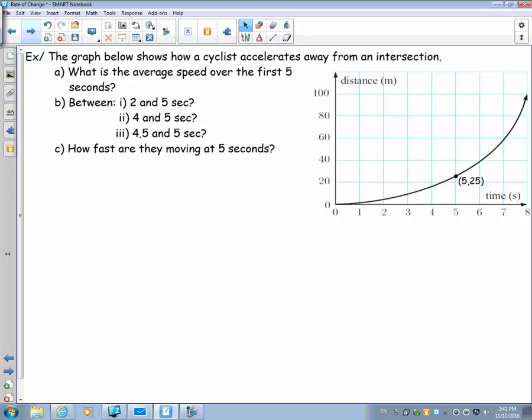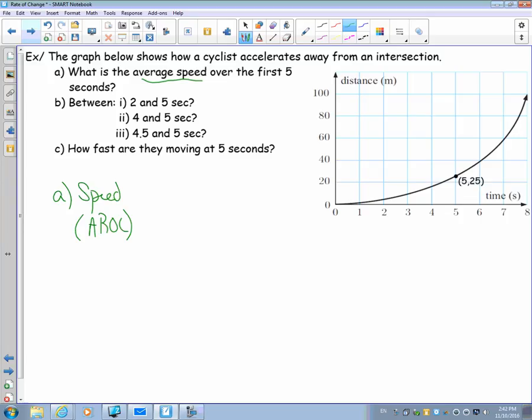So let's look at an example. We've got a cyclist leaving an intersection. They're cycling away. So at the beginning, they're dead stopped, right? Over time, they're going to pick up speed. The graph is going to start curving up like it does. They're getting faster and faster and faster. We want to figure out a couple things about this graph. We want to know the average rate of, the average speed over the first 5 seconds. So our speed, because it's over the first 5, is actually an AROC, an average rate, 2 distinct points.